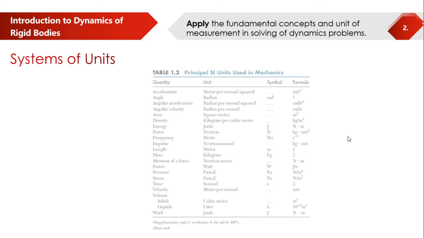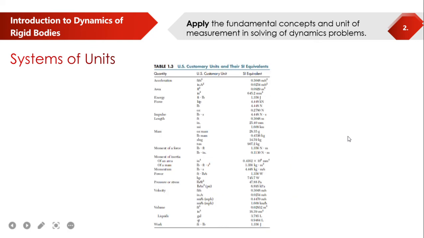The second system of units is the US customary unit: feet per second squared for acceleration, and feet squared for area. Each has an SI equivalent. I think it is important to be familiar with the equivalents between SI and US customary units.